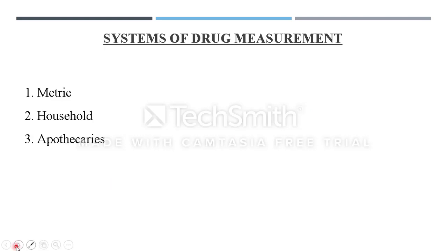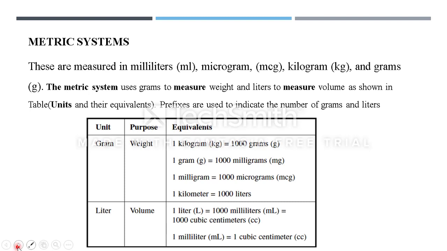Now let's come to the system of drug measurement. We have three: one is metric, the second one is household, and the third one is apothecaries. Now let's go into it. The metric system is measured in milliliters, micrograms, kilograms, and grams. The metric system uses grams to measure weight and liters to measure volume.